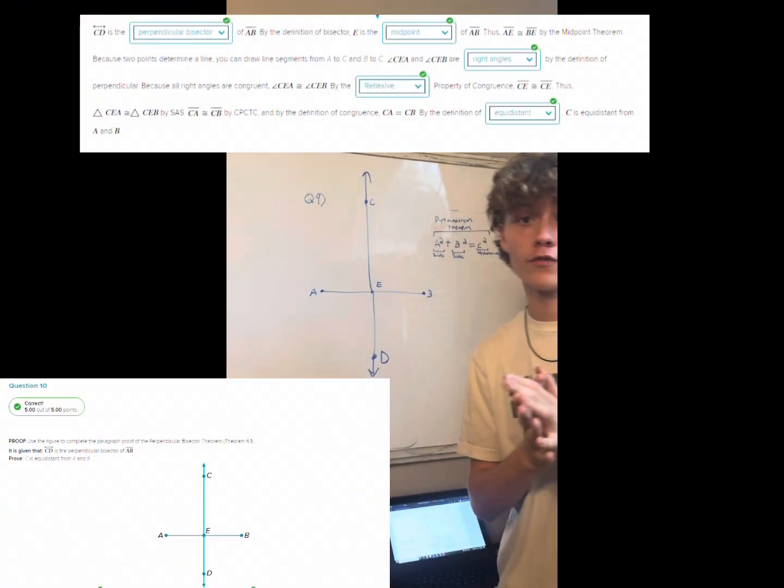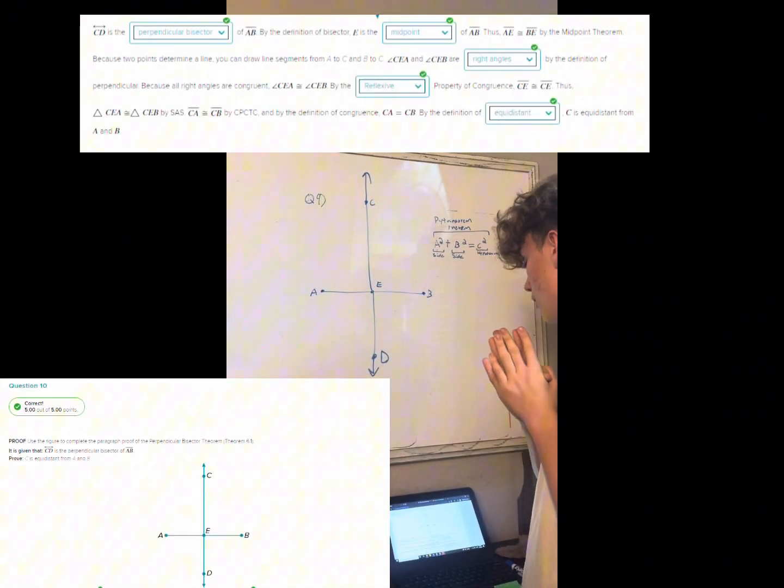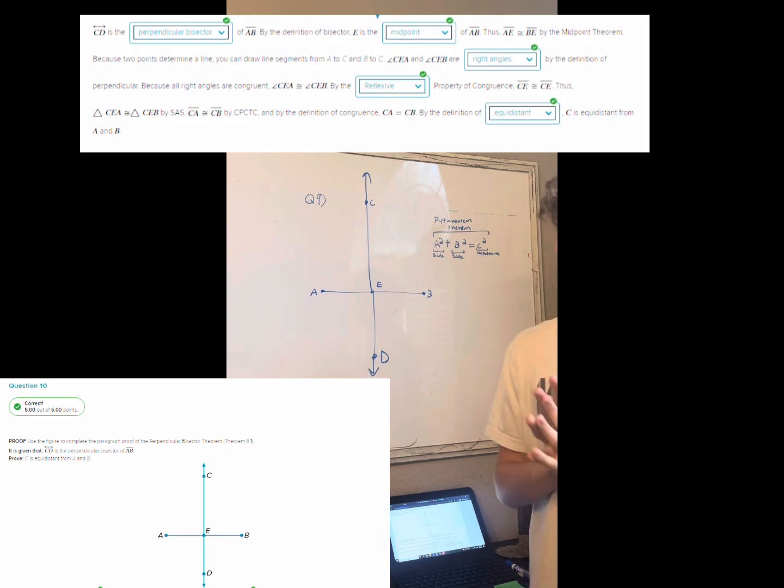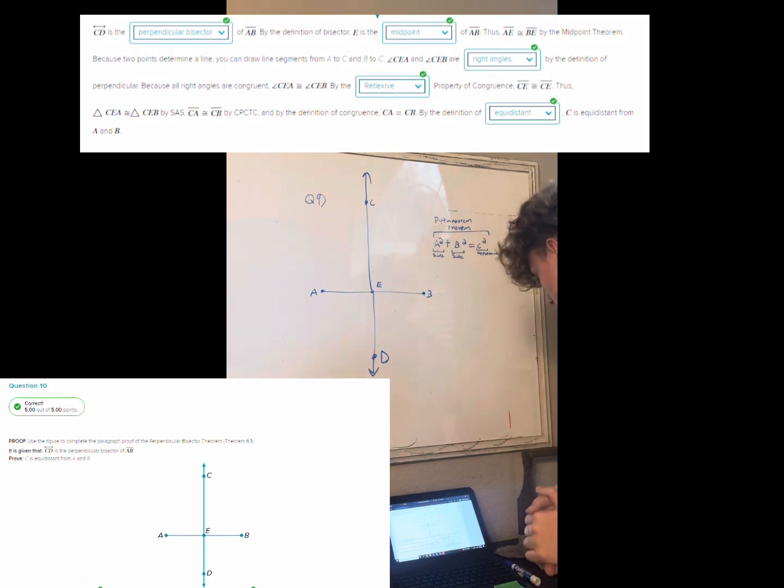I'm going to be a lot more vague on this and probably not explain as well because it took me way too long to figure out, but I'm going to try and explain it. So I'm going to read you the question. Use the figure to complete the paragraph proof of the perpendicular bisector theorem, theorem 6.1.